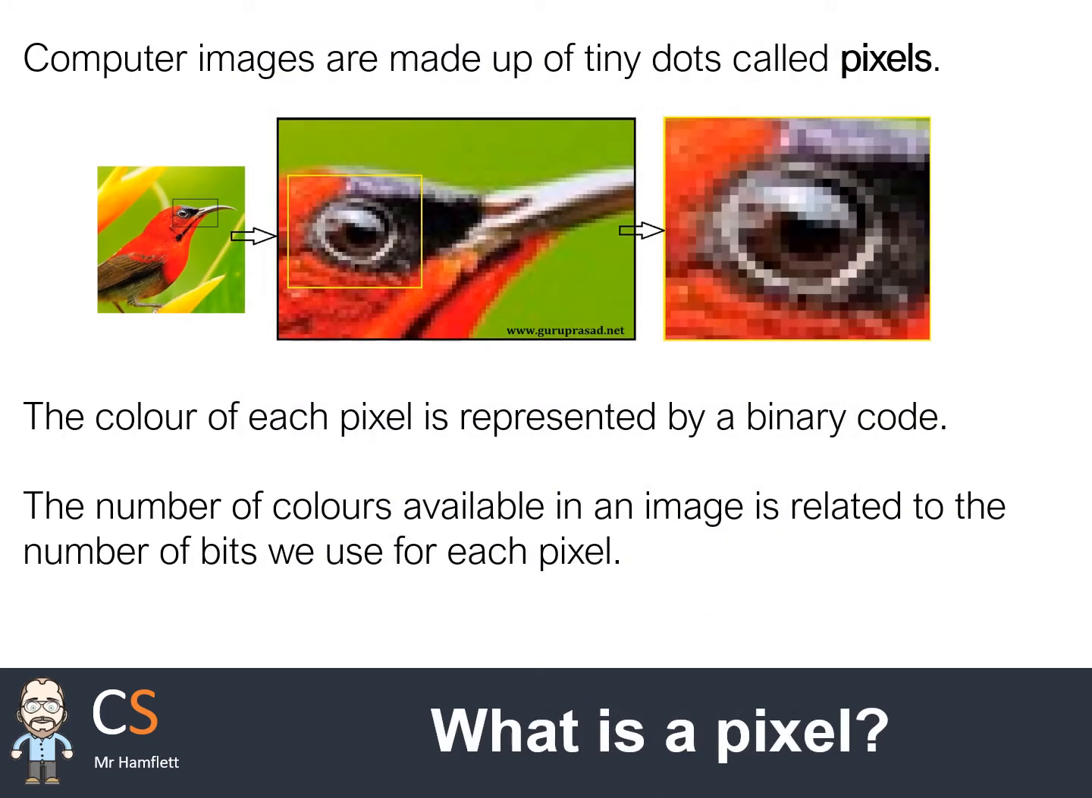So as I've already said, computer images are made up of tiny dots called pixels. In the image on the screen, you can see that we have the original image which has been zoomed in, and on that bit you can start to see the pixels, and if we zoom really far in there, you can see the individual squares of color here. So the color of each pixel is represented by binary code. Each pixel will have an individual color, and then we store that color as a set of ones and zeros. The number of colors available in each image will depend on the number of bits that we use. So the more bits we have, the more colors we'll have available to play around with.